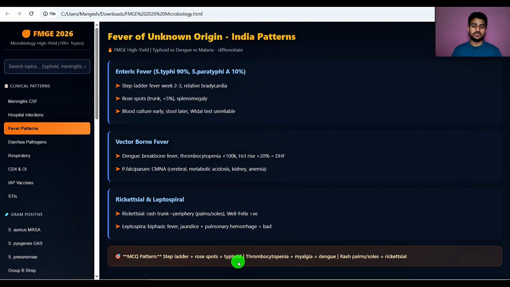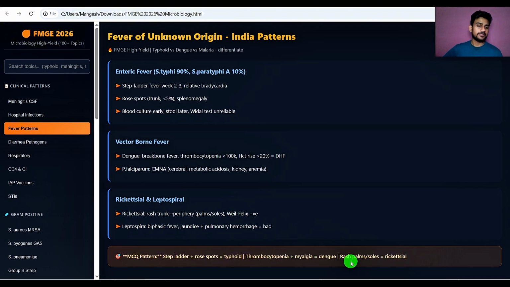Typhi. So typhoid is what you have to think about. The next is about thrombocytopenia. If the question mentions anything about platelet count is decreased and it is less than 100,000 and something like that, and the patient is having joint pain, or breakbone fever is there, then you have to think about dengue.